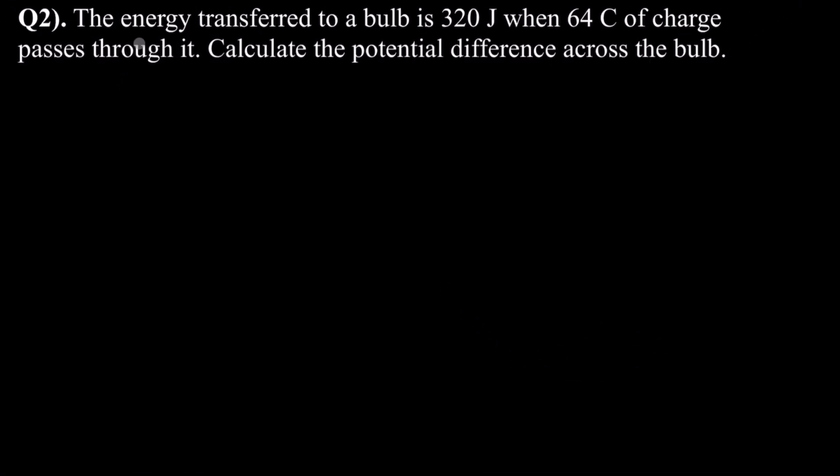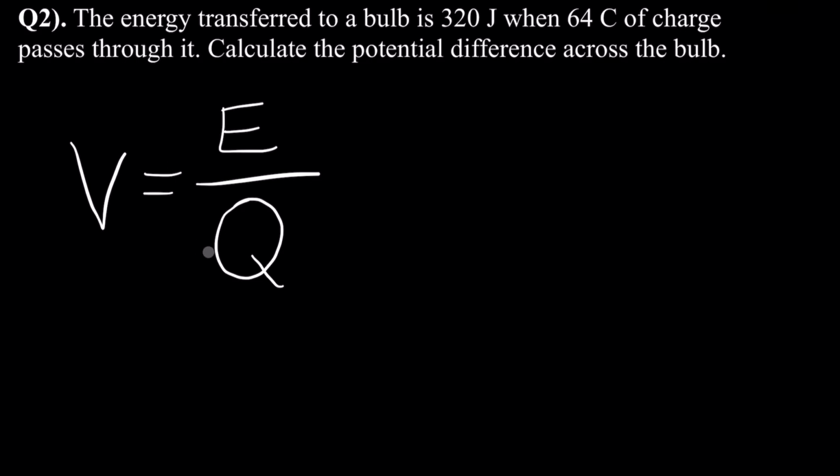So now question 2 says the energy transferred to a bulb is 320 joules when 64 coulombs of charge passes through it. And the question wants us to calculate the potential difference across the bulb. So we have been given the energy transferred, the charge, and we are required to calculate the potential difference. So in that case, we need to use the equation V equals E over Q, or potential difference equals energy transferred over charge. So the first thing we do is we write V equals E over Q.